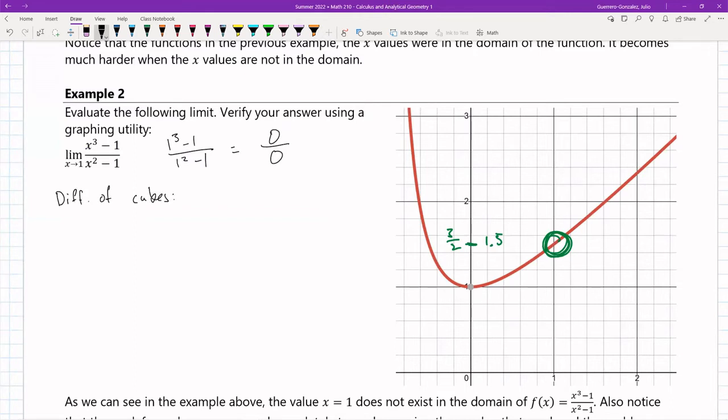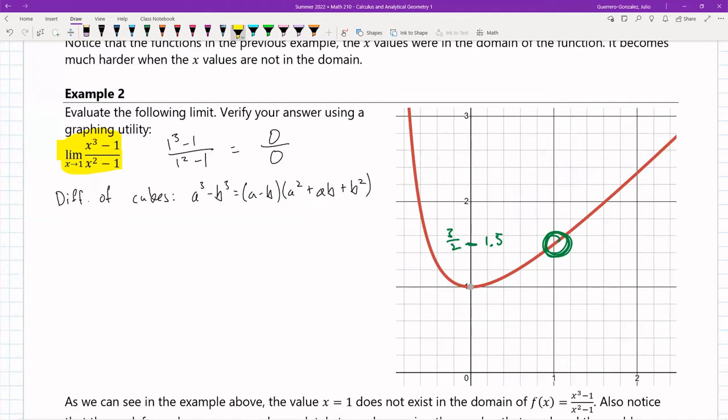Okay, and the formula for this is if you have a cubed minus b cubed, that is equal to (a minus b)(a squared plus ab plus b squared). So this is the rule from high school we're going to use. And what I'm going to do is rewrite this whole statement using that difference of cubes.